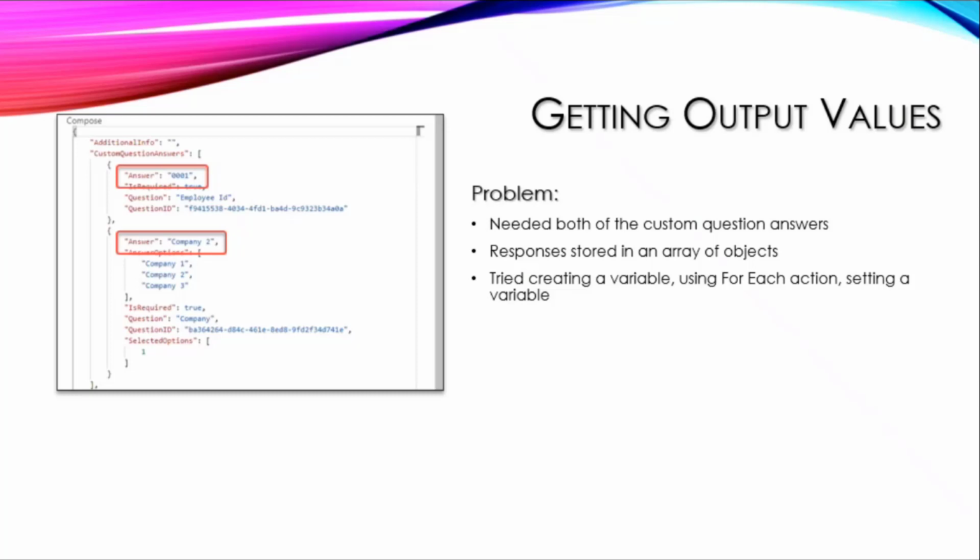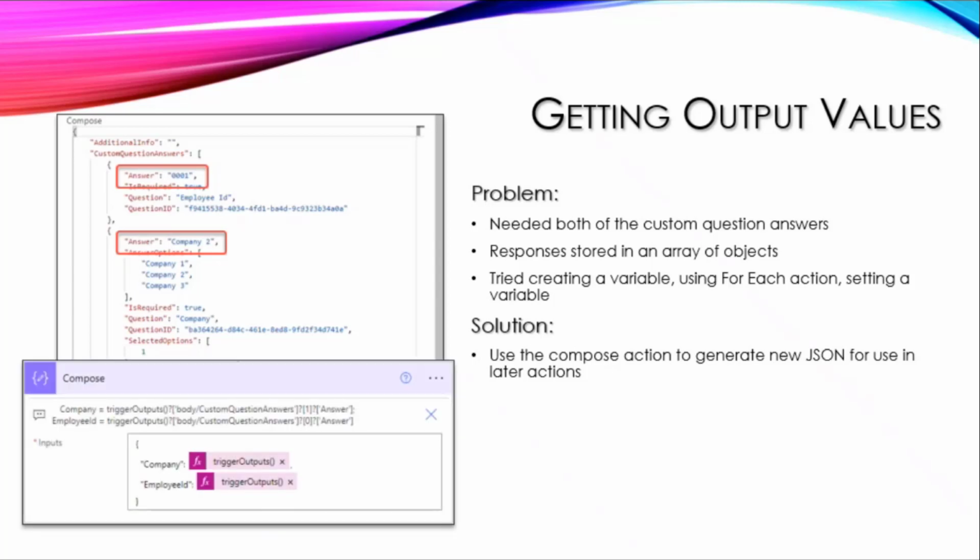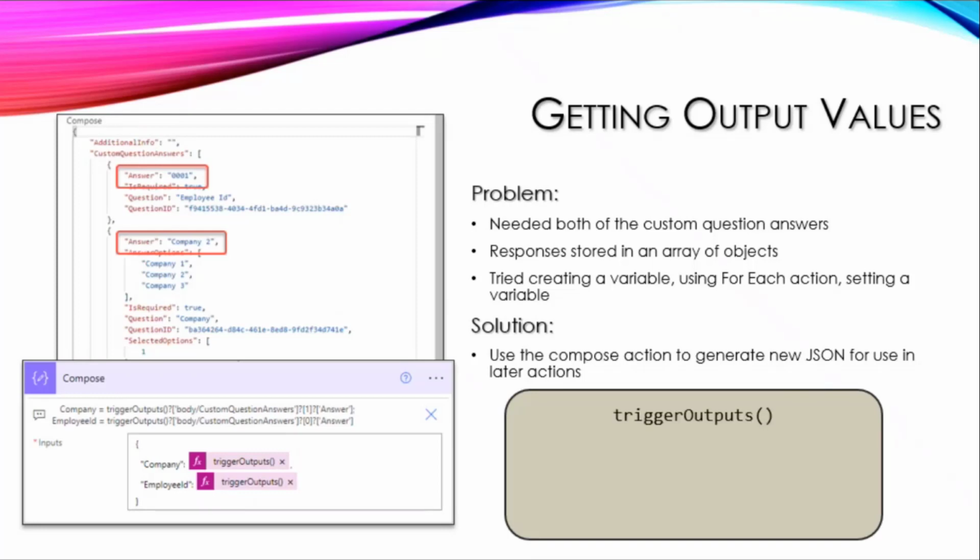And she tried creating a variable, then using a for each action, and then setting that variable to these answer values, which just overwrote the value from before. So, the solution was to use a compose action to generate new JSON. So we've got this compose action here. It's creating a new JSON object that's got a company value and an employee ID value, and it's getting that information out based on this bit here. So we've got trigger outputs, we've got questions, answers, which option, and then the answer.